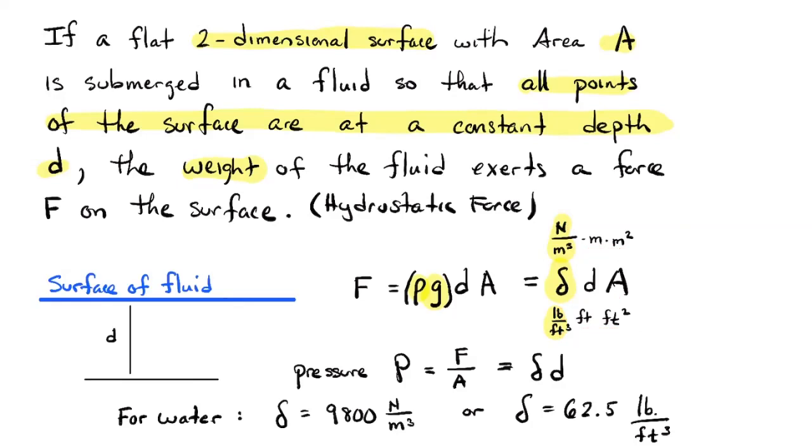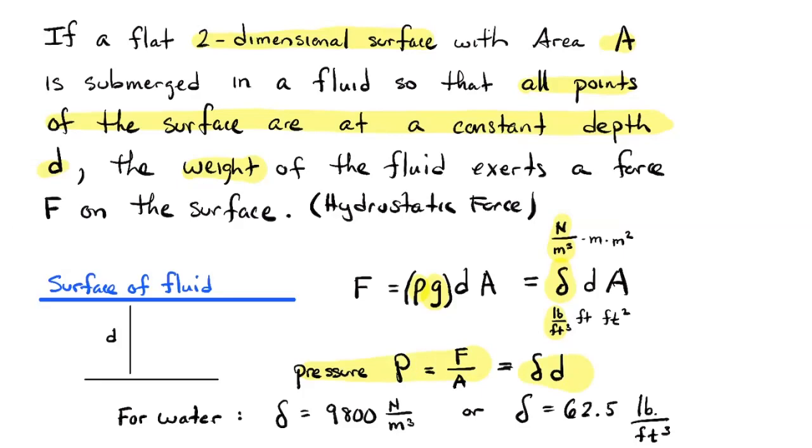This is the force. So you take the weight density of the fluid times the depth of the fluid times the area of the surface, and that gives you the force in newtons or in pounds, depending on your unit system. We said this above, but pressure is by definition force per unit area. So you take that force equation and divide it by area. The pressure is just the weight density times the depth.